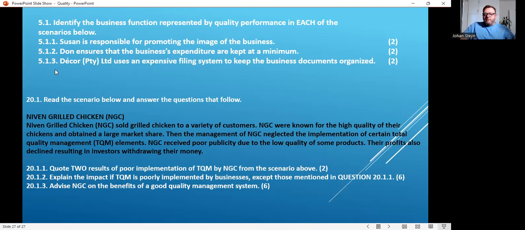Then this type of question, especially where it says read the scenario. This type of question is important because you need to focus on what the scenario wants you to do. But unfortunately, we've run out of time.